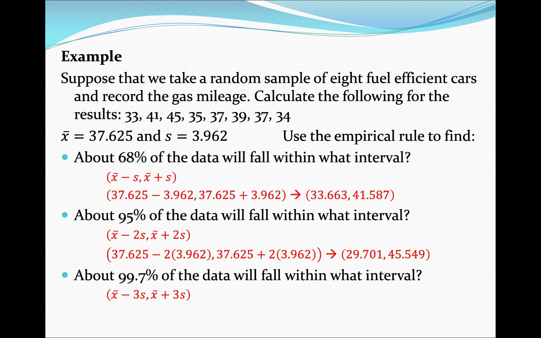So for this one, we just simply take x bar minus 3s and x bar plus 3s. So same thing, we just subtract 3 standard deviations. So we take 3 times the standard deviation, and then we subtract that and we add that. And I didn't show you all the steps here, but we just end up with 25.739 to 49.511.